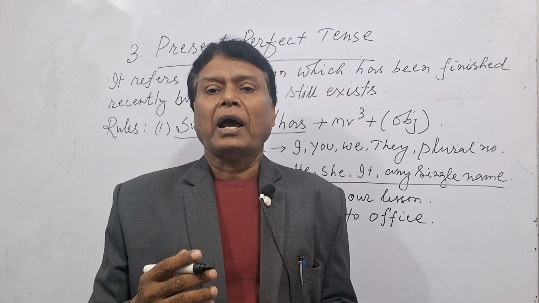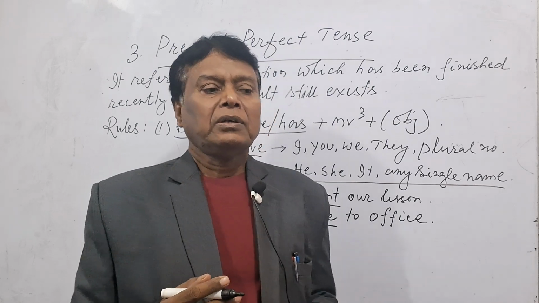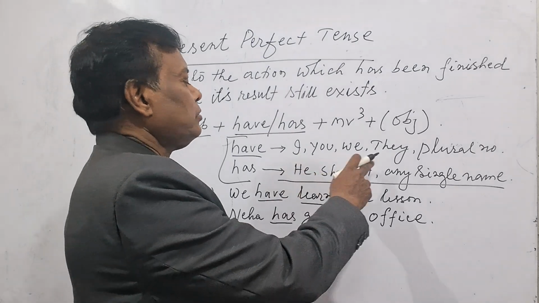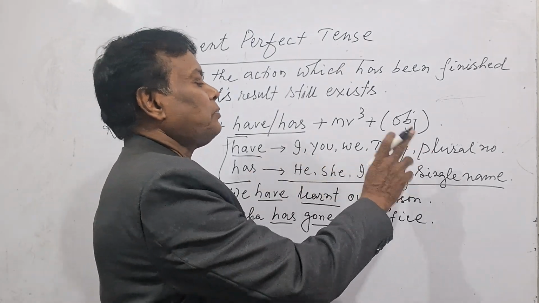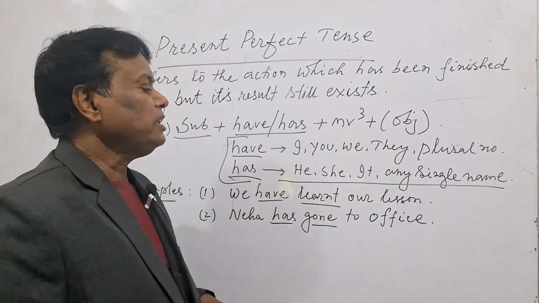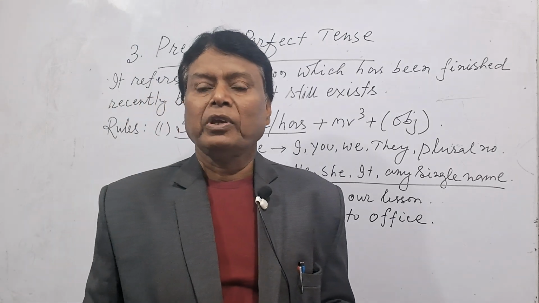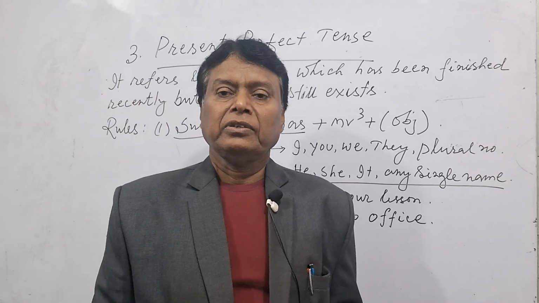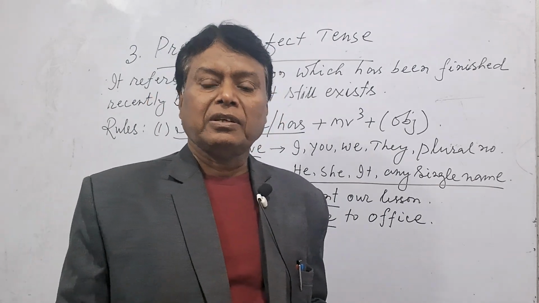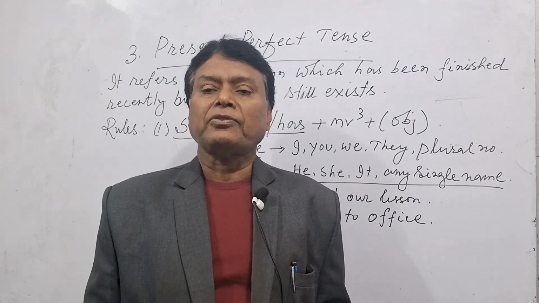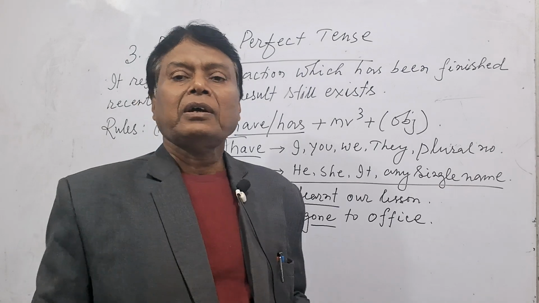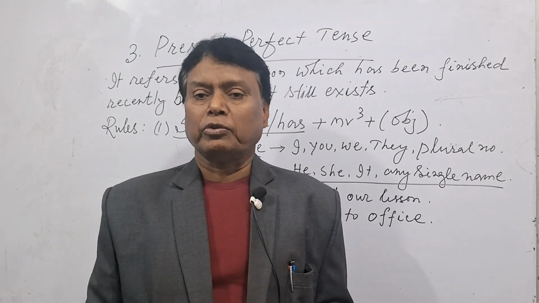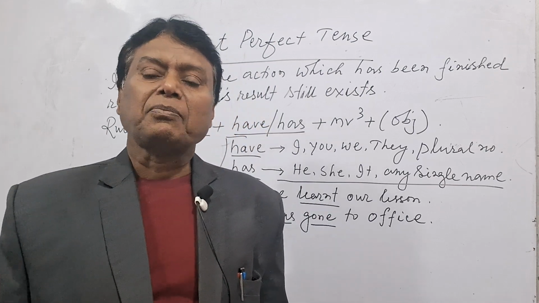Have, I have learnt my lesson. We have played a cricket match recently. So have we use with I, you, we, they and plural number. Has comes with he, she, it, any single name. He, she, it or any single person we use has. Now see some examples are like this. Neha has gone to school. Okay, Neha has gone to school and I have learnt my lesson.